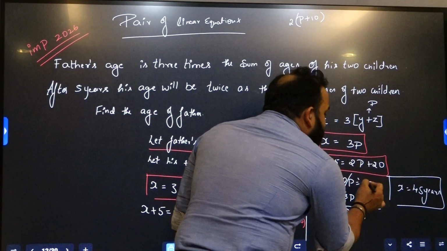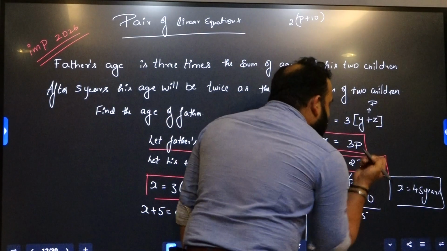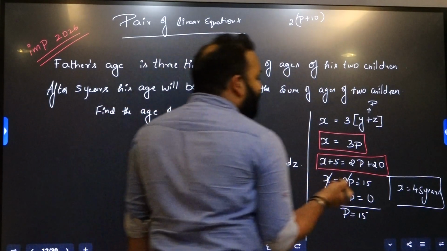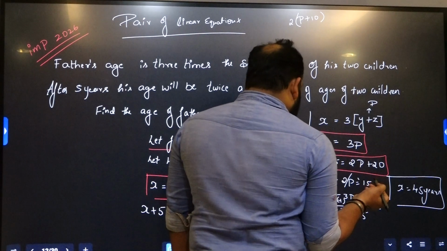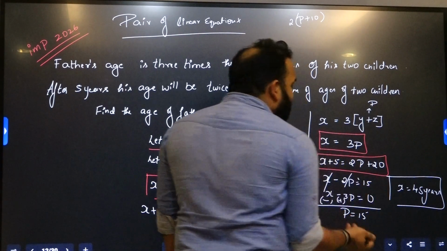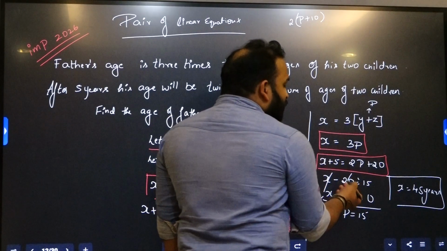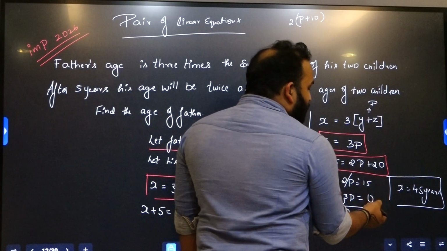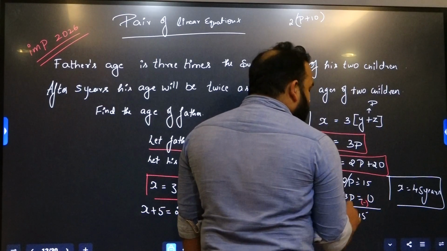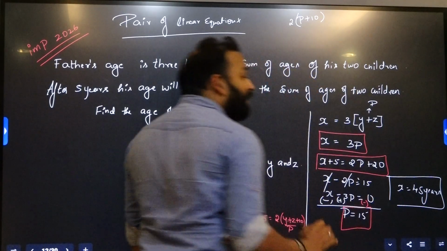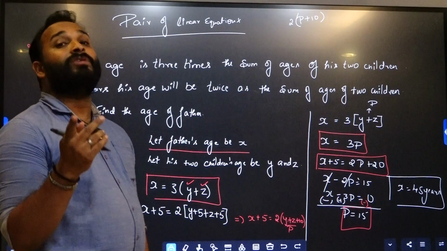Now, x minus 2p is equal to 15, x minus 3p is equal to 0, correct? So how do we solve? Elimination method or substitution method, anyone which you like. Subtract two equations, minus 2p plus 3p is p, 15 minus 0 is 15, so you get p as 15. So directly you can write the sum of the ages of two children was 15.